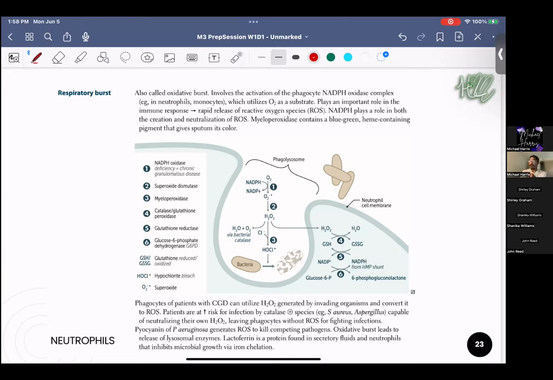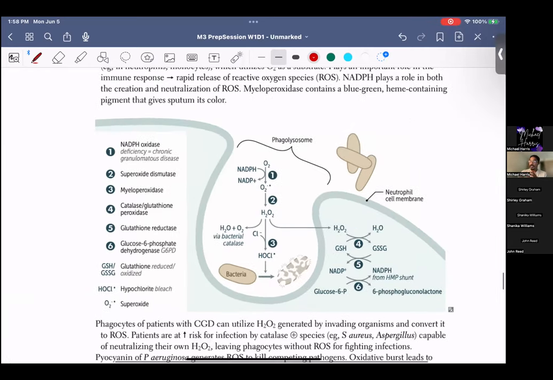Okay, great. So here we're looking at how these neutrophils, now that they've gotten into the tissue, break down the bacteria. They break it down via this enzyme, NADPH oxidase, which you were exposed to in the semesters before. This is the one that ties together with the HMP shunt, right? G6PD deficiency. Now, this ultimately makes this, which is known as hypochlorite or bleach in the body.